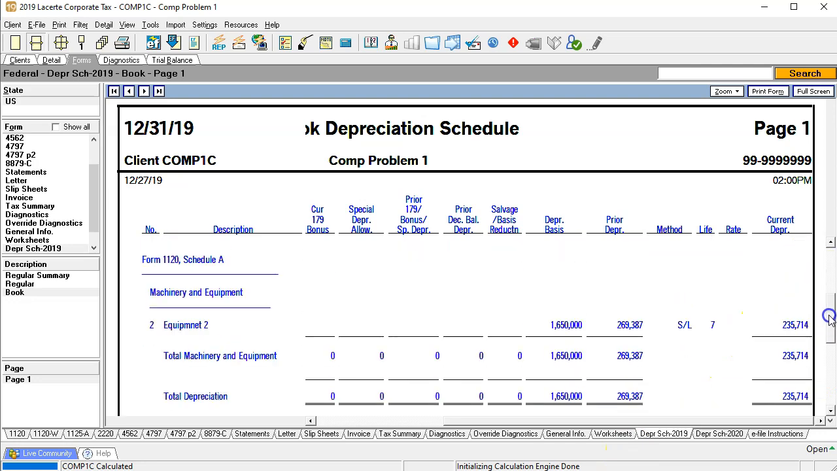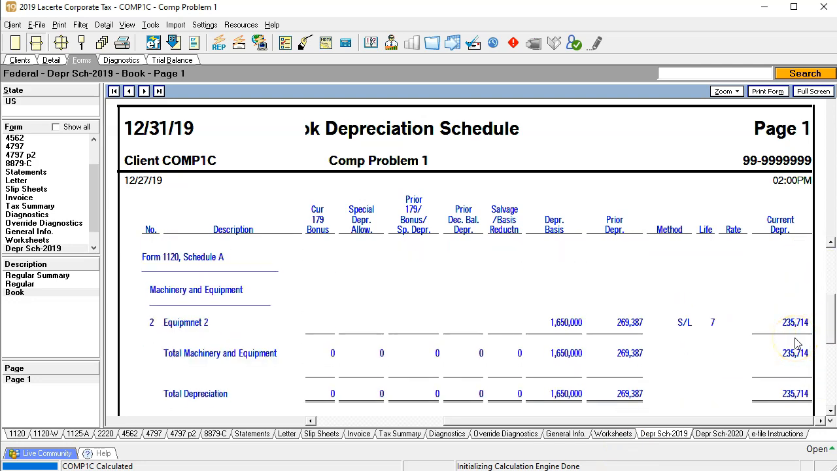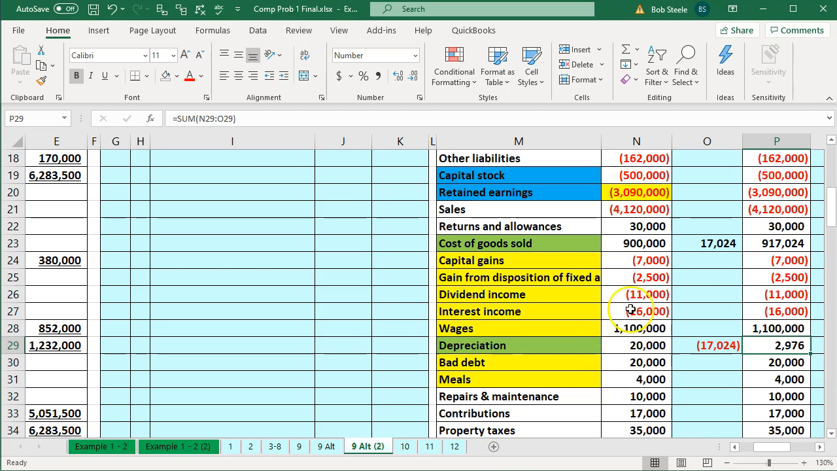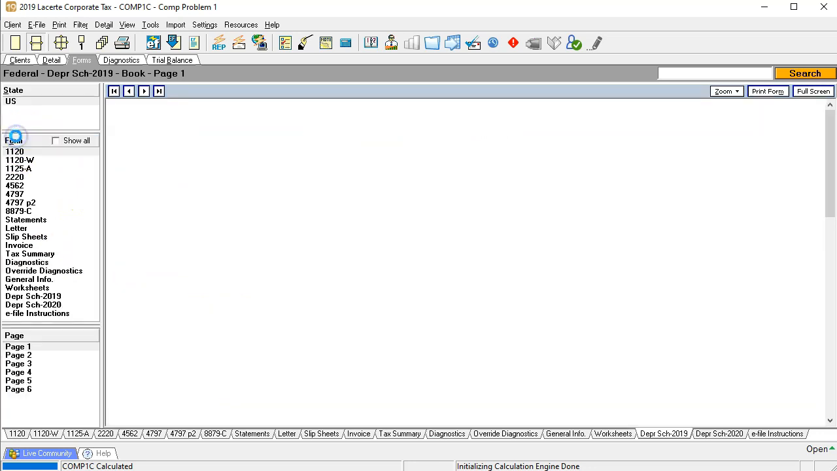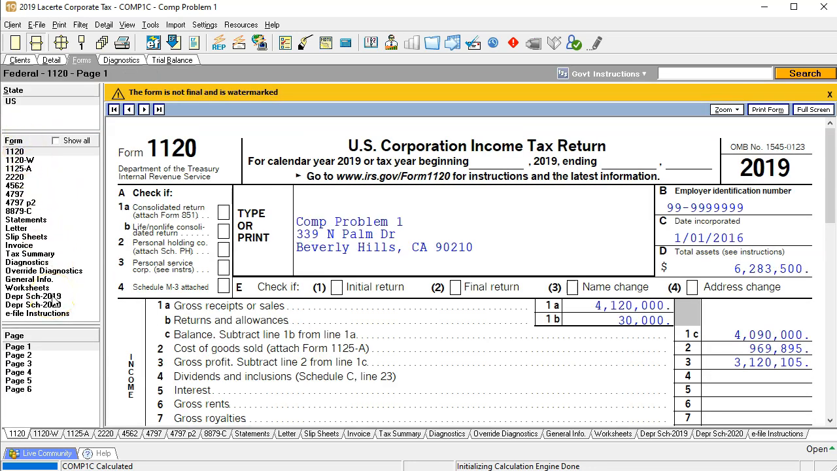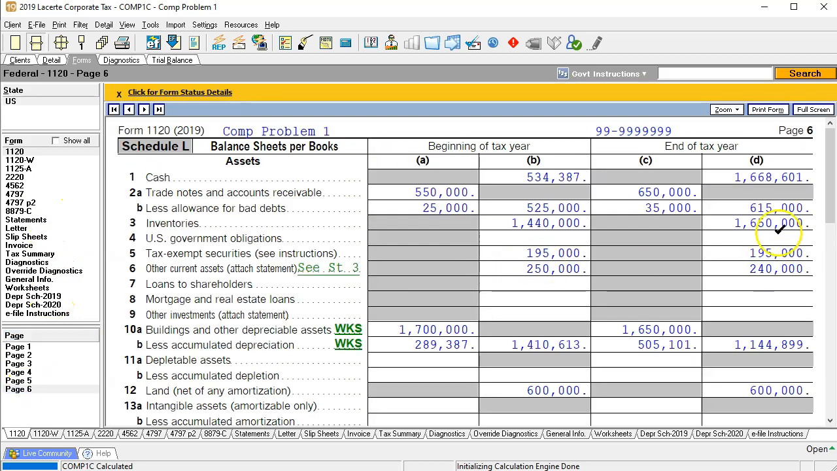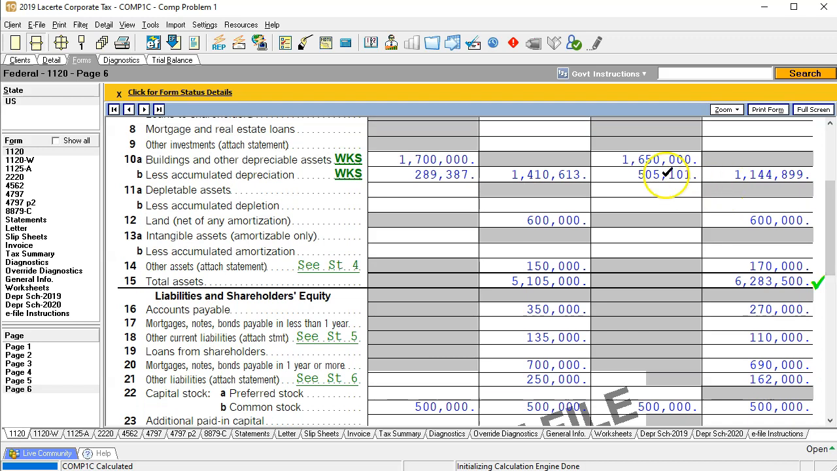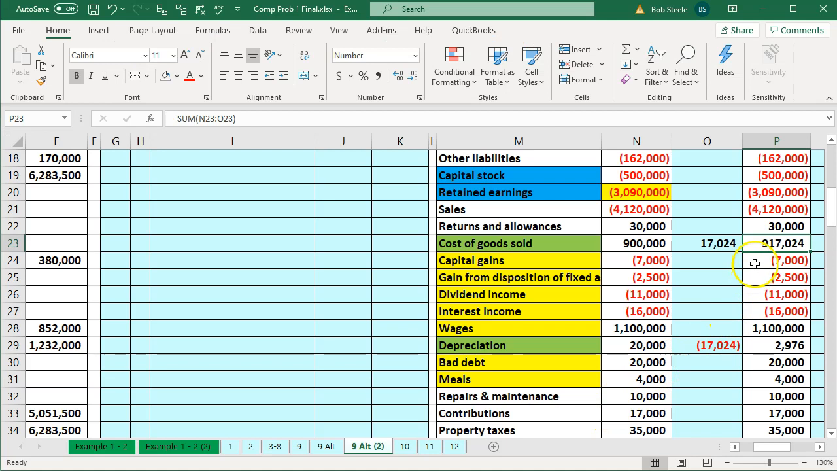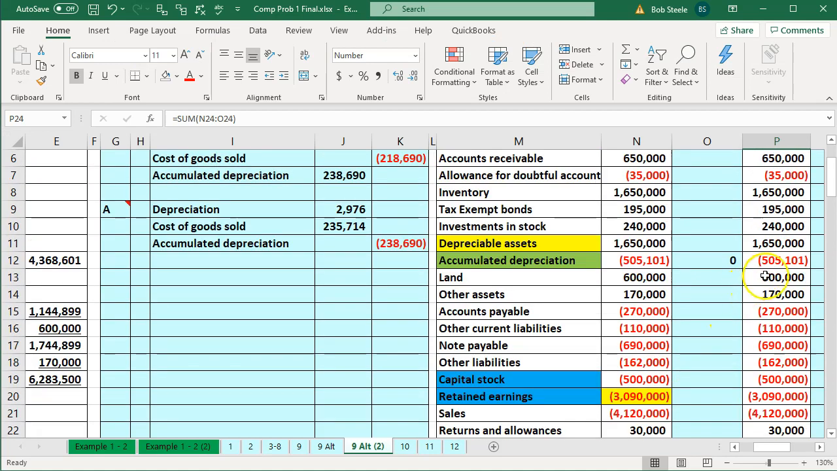It's a little bit more difficult to tie out the 235,714 once again, because that's going to be part of the cost of goods sold calculation. So it's included in the components of the cost of goods sold. If we go back up top and take a look at the balance sheet, and we then go to page 6 on the balance sheet, scrolling down, we're going to say, do we still have, there's the 505,101. So that's the 505,101, which is going to be on our balance sheet up here.